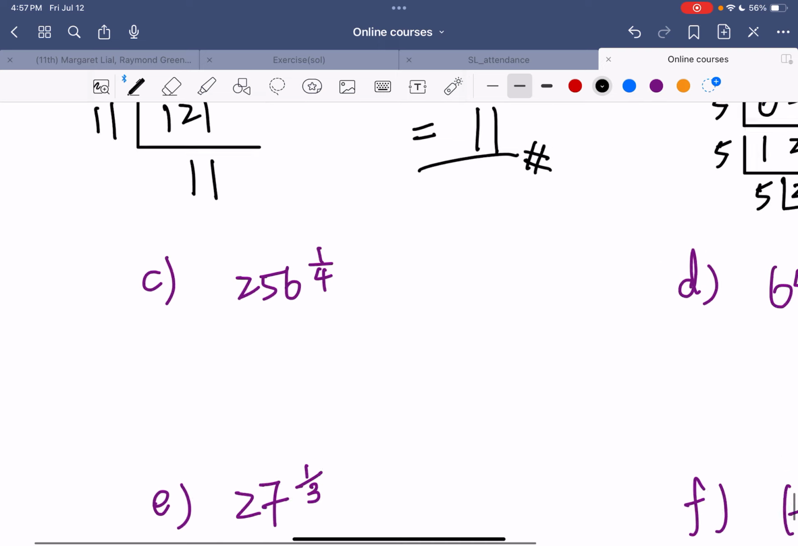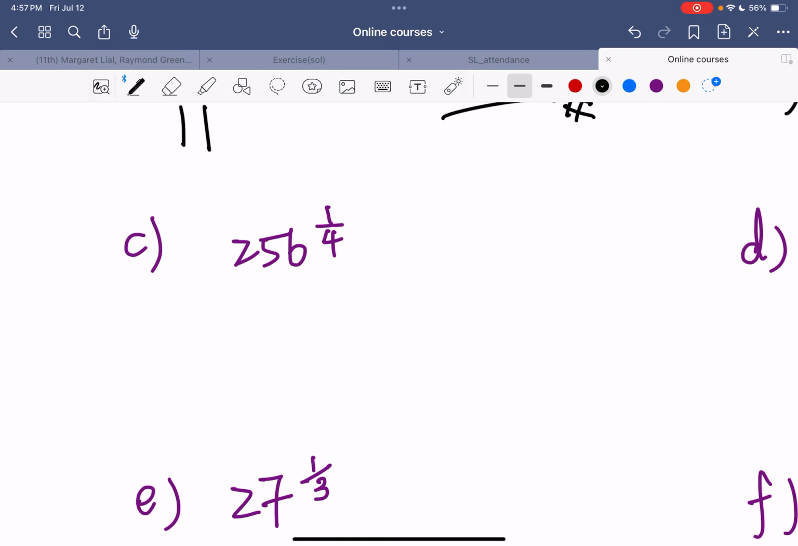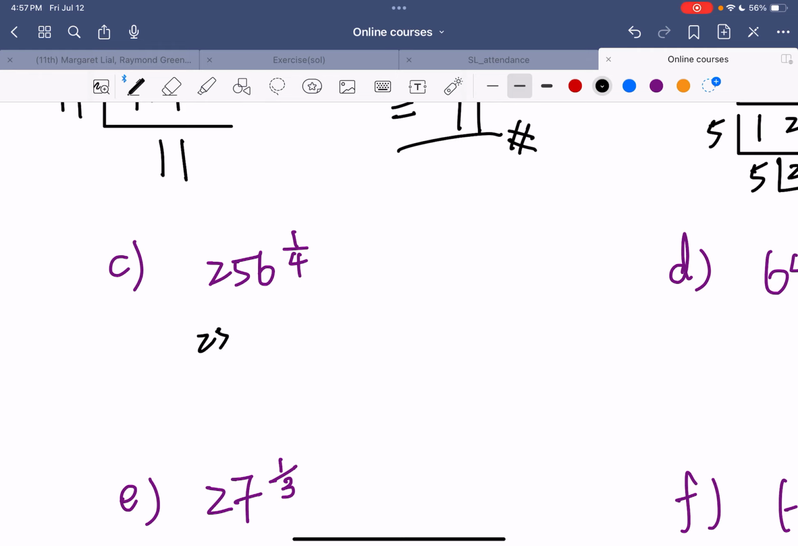Okay, then 256 divided by with power of 1/4, and that will become this. So that's doing the same thing, short division. This time I would like to guess 4. Okay, 4 times 6 is 24. And we got 16 left, so 4.